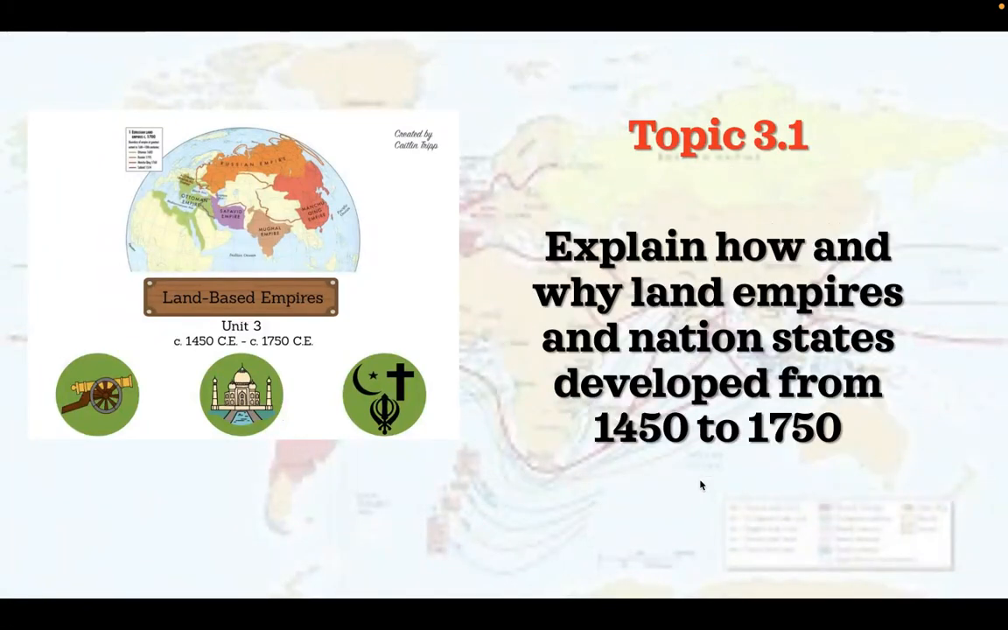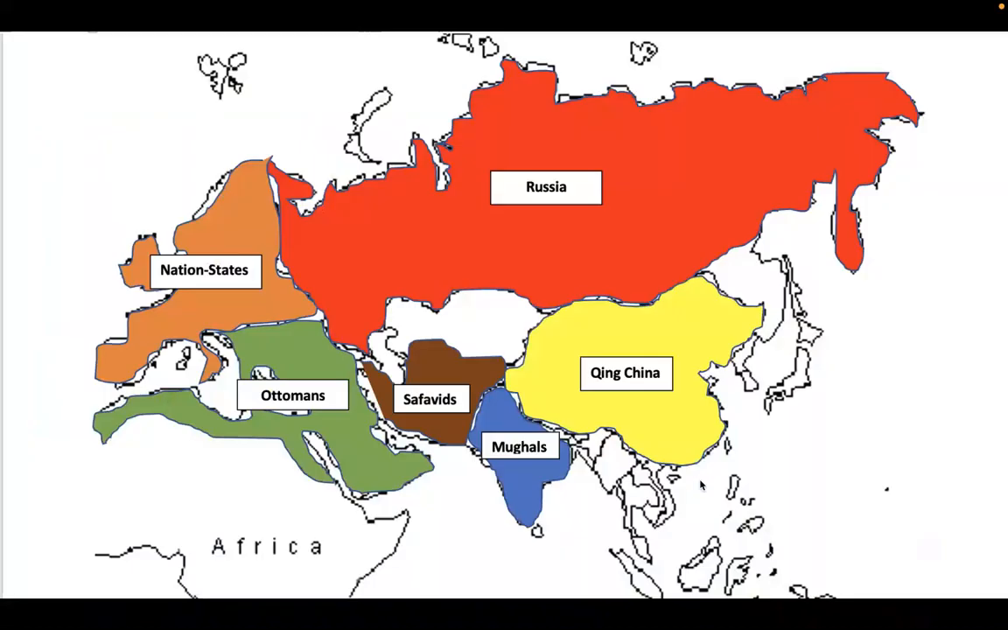So today we're focusing on how and why land empires and nation states developed during this time period. So these are the people that we're talking about. In orange, we have the nation states of Europe developing, and we know that nation states are basically smaller political entities made up of populations of a similar cultural heritage, ruled by a sovereign leader who's independent, and defined by borders. On the other hand, we have the development of many new land empires.